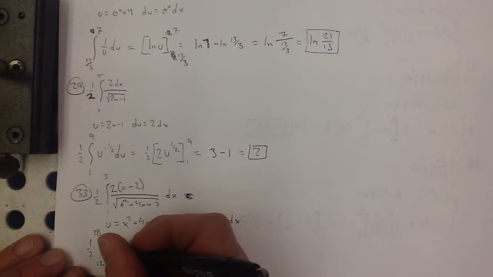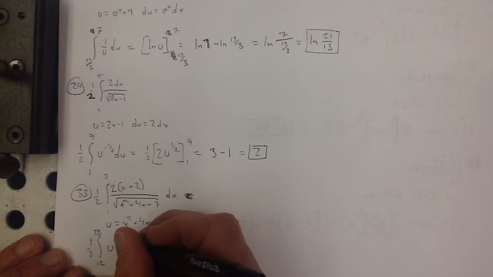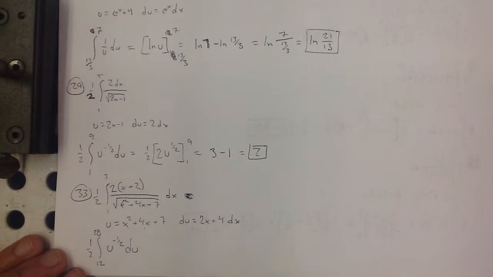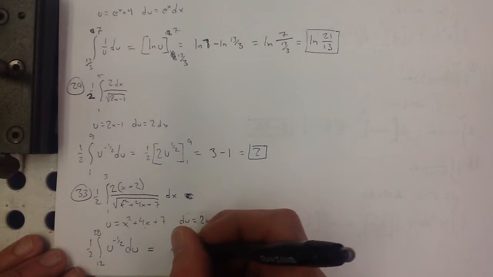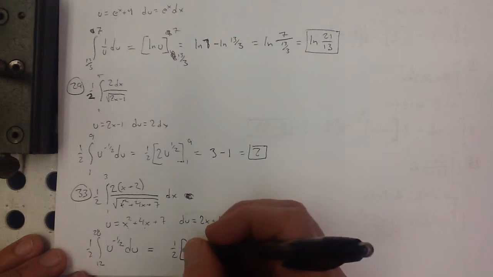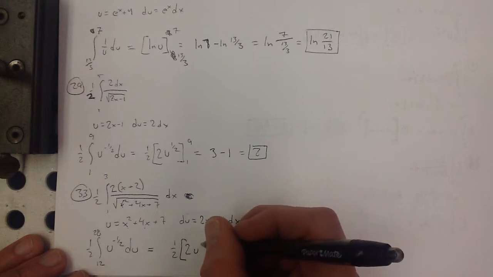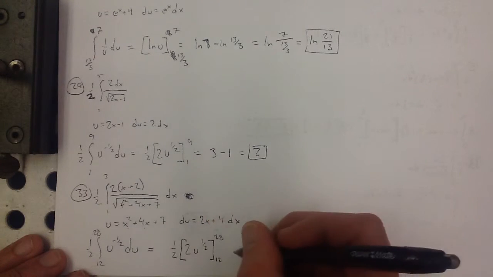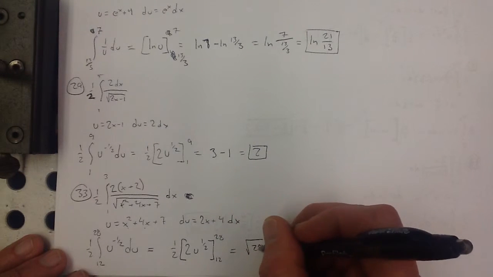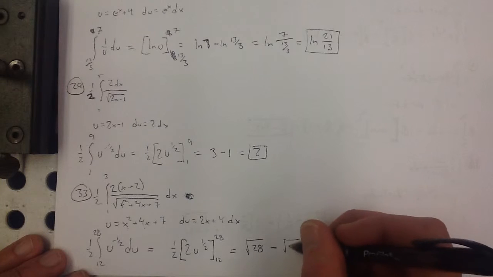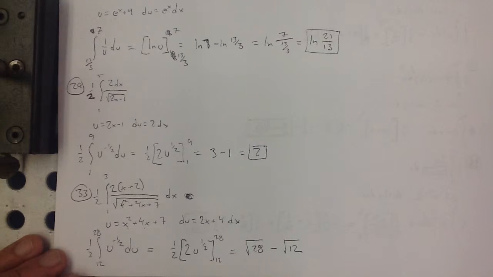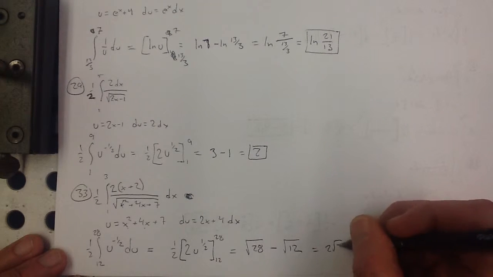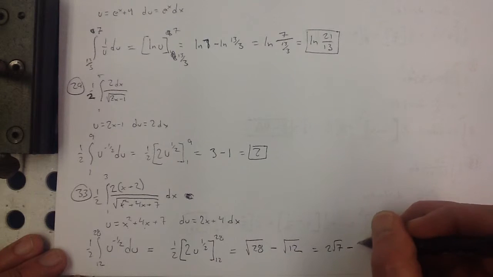Okay, and then that gives me u to the minus 1/2, kind of like number 29. Right? So 1/2 times the antiderivative of u to the negative 1/2 is 2u to the 1/2. Those cancel, and I get the square root of 28 minus the square root of 12. And I suppose you could simplify that if you want to. That would be equal to 2 square roots of 7 minus 2 square roots of 3.